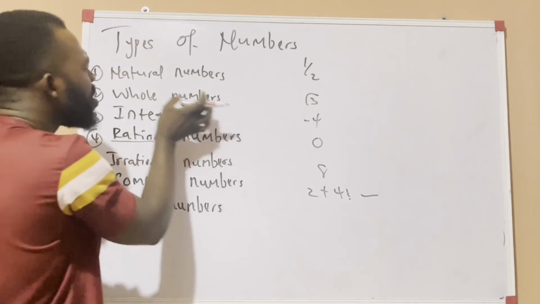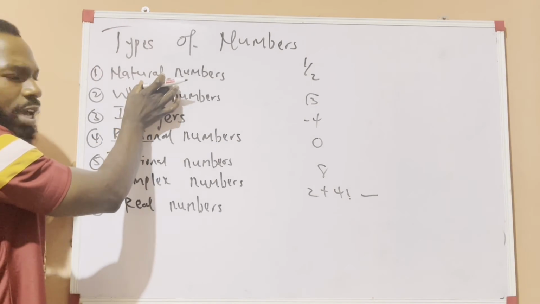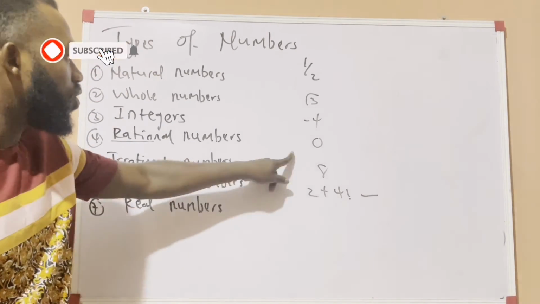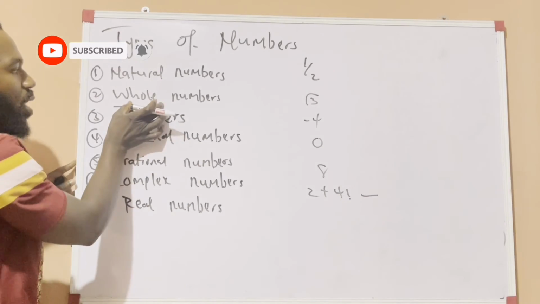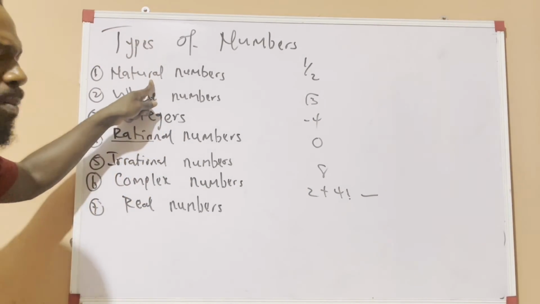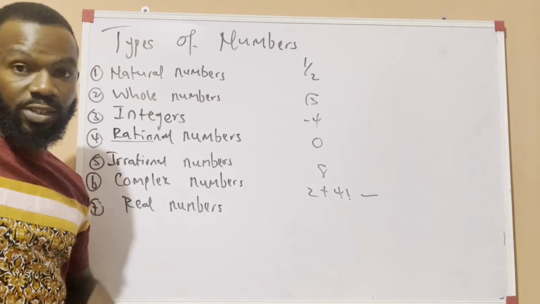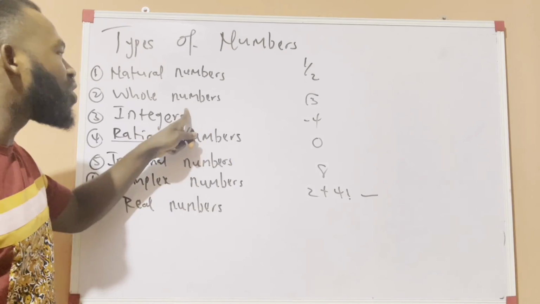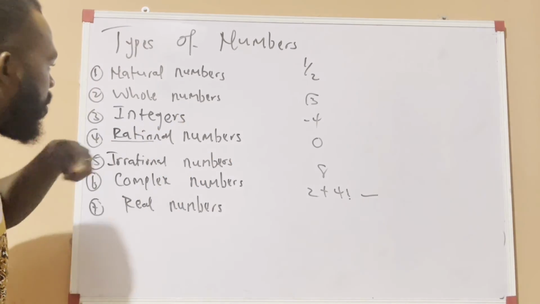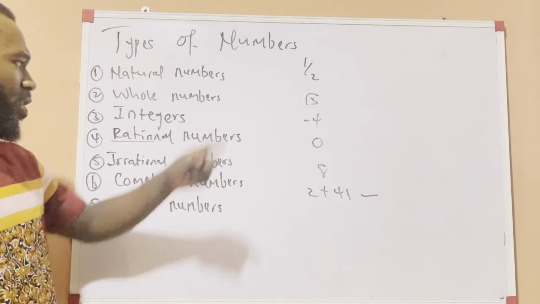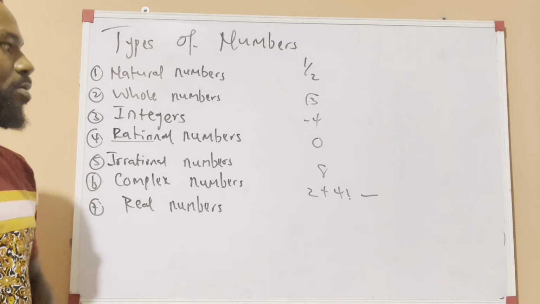But 0 is not a natural number. We said natural numbers begin from 1. So 0 is not a natural number, but 0 is actually a whole number. Now, -4 is not a natural number because natural numbers are positive. -4 is also not a whole number. -4 are integers. Now, root 3 we said are irrational numbers. 1/2 are rational numbers.